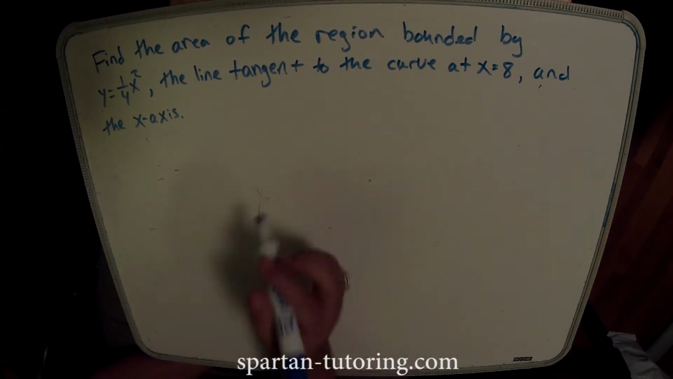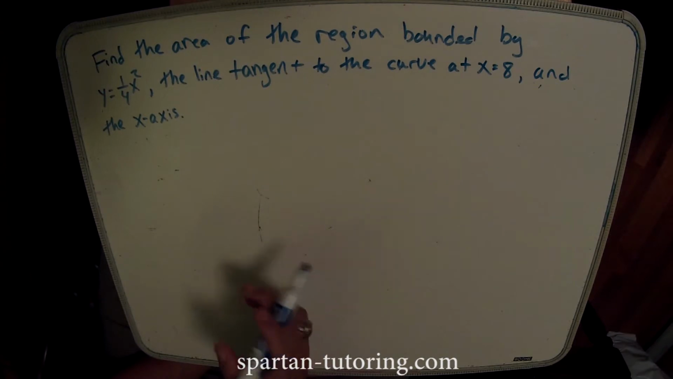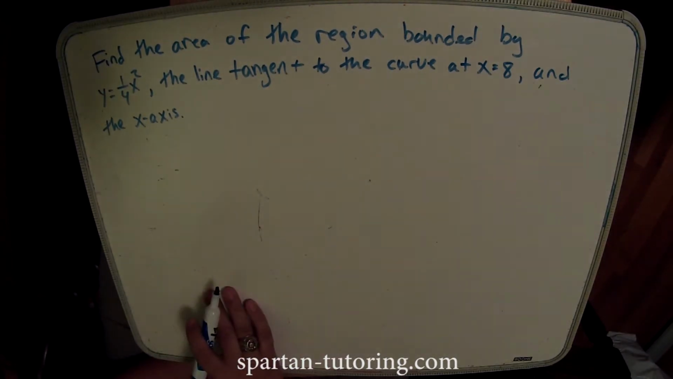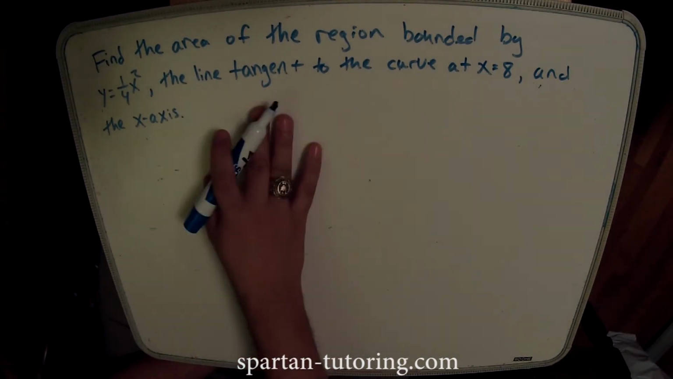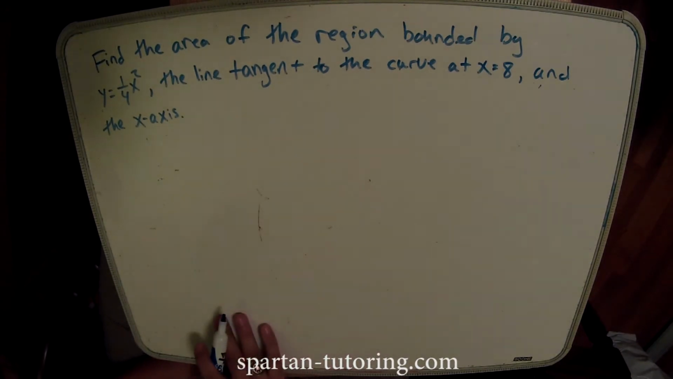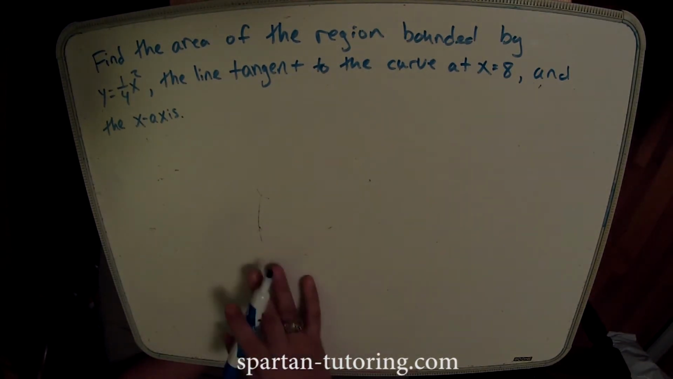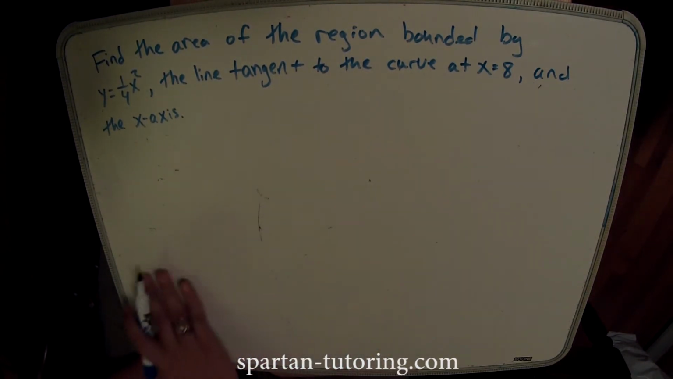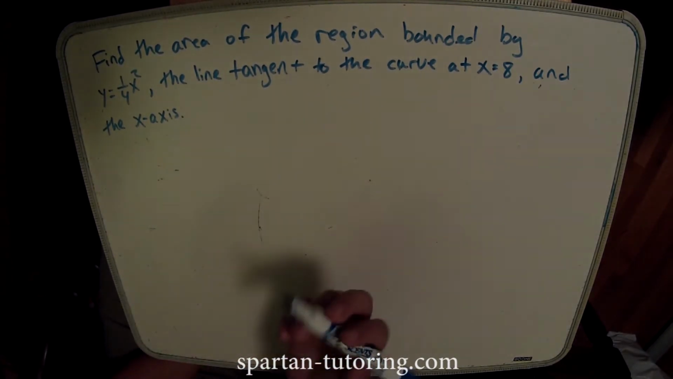Okay, the first thing we need to find is, since we're going to do area between the curves, we need to find the second curve. And it says we want to find the line tangent at x equals 8. So those of you on 152 right now, you have to remind yourself how to do this from 151. Let's go over that because we're going to need to know how to do that.